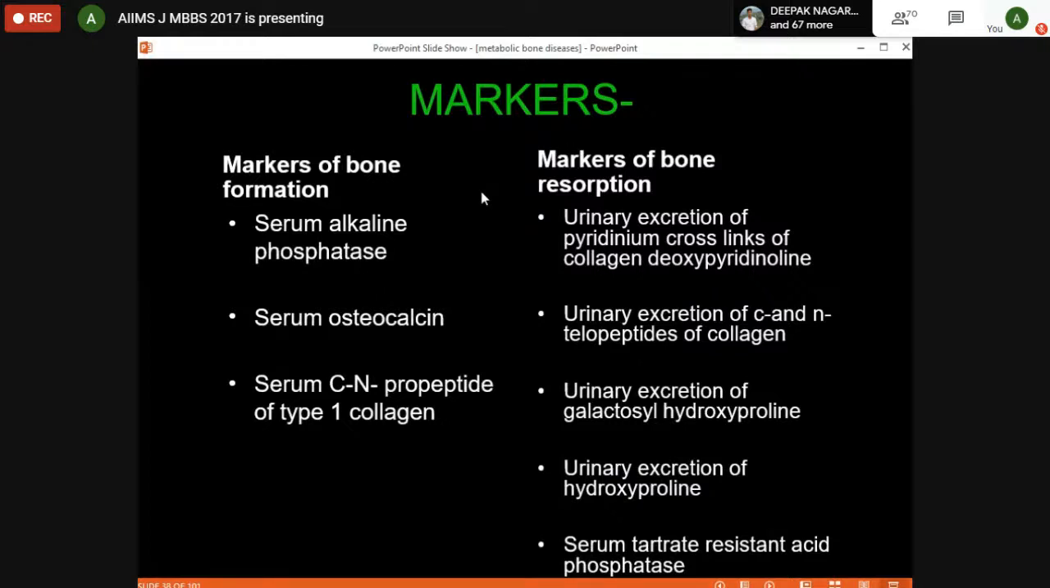What are the markers for osteoporosis? First we look at markers of bone formation, like serum alkaline phosphatase, serum osteocalcin, and serum C-propeptide of type 1 collagen. These all three are markers of bone formation. And the markers of bone resorption are urinary excretion of pyridinium, urinary excretion of C- and N-telopeptides of collagen, urinary excretion of galactosyl hydroxyproline and hydroxyproline, and serum tartrate-resistant acid phosphatase. These are all markers of bone resorption.